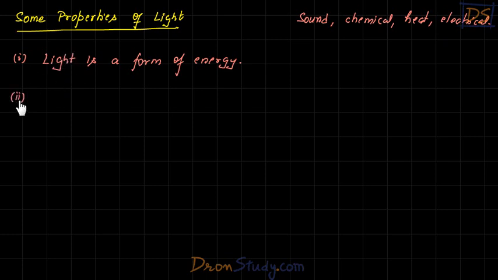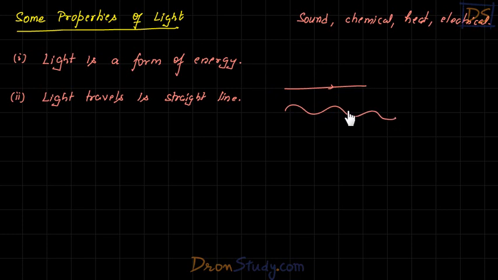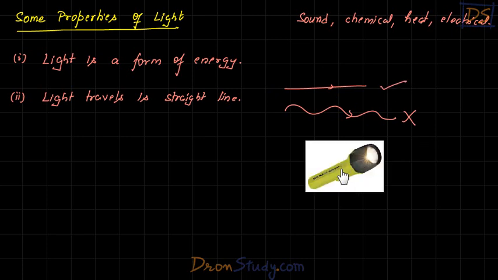Now second point. Light travels in straight line. This is a very simple point, students. When light travels, it travels in straight line, right? It does not move like this, it does not move in a zigzag manner, right? It moves in a straight line. So think about a torch, students. When you switch on a torch, light comes out of it and it comes out in a straight line. Like this, right? It travels in a straight line.